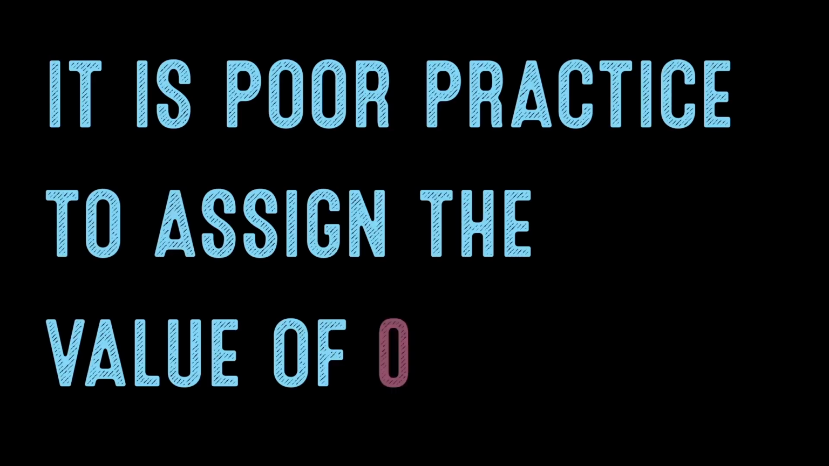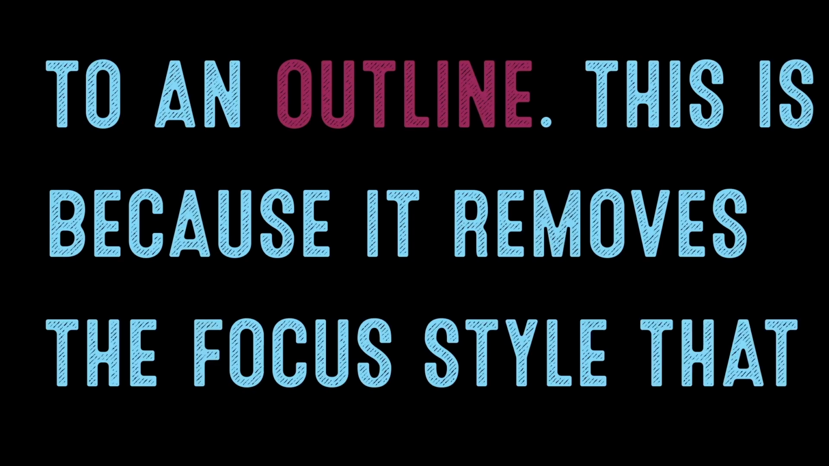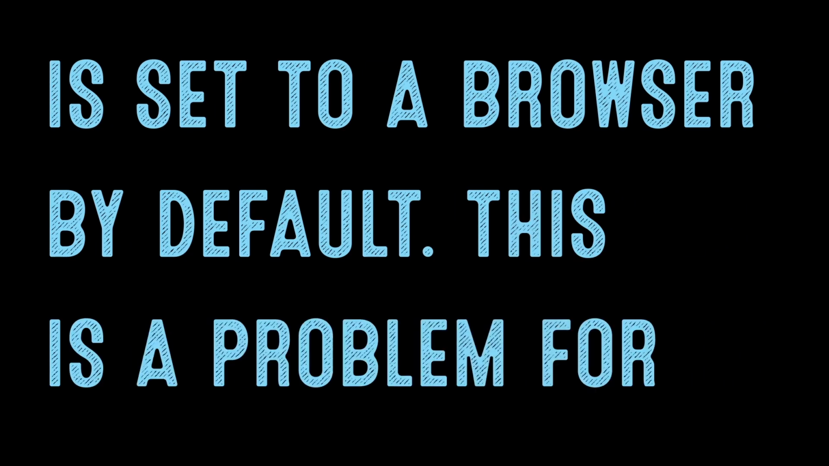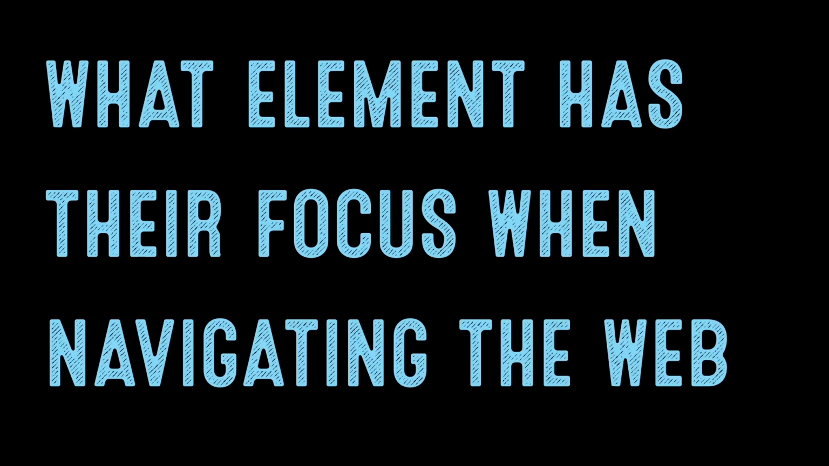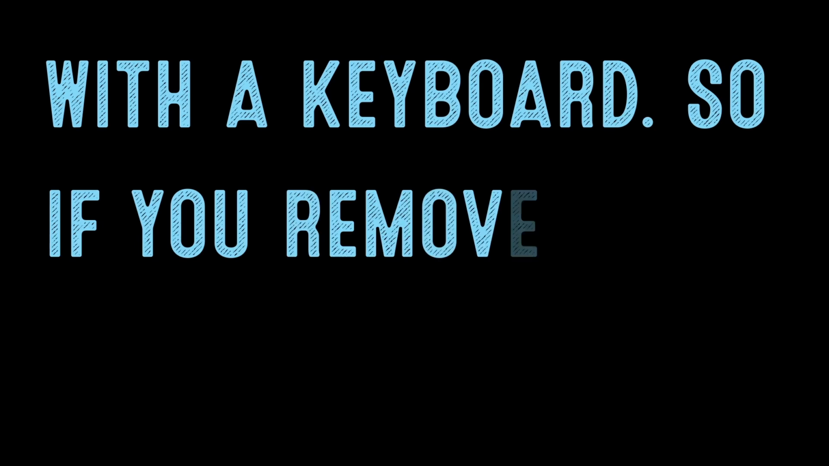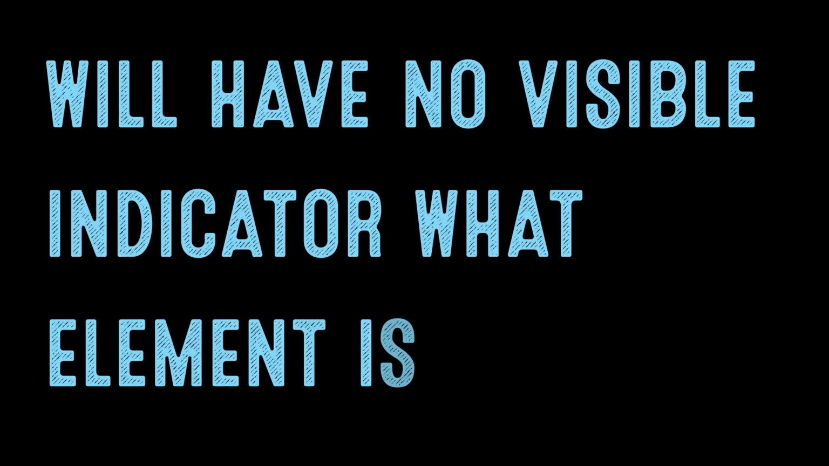It is poor practice to assign a value of 0 or none to an outline. This is because it removes the focus style that is set to a browser by default. This is a problem for accessibility. Outlines are used to indicate to a user what element has their focus when navigating the web with a keyboard. So if you remove an outline, then a user will have no visible indicator what element is being focused on.